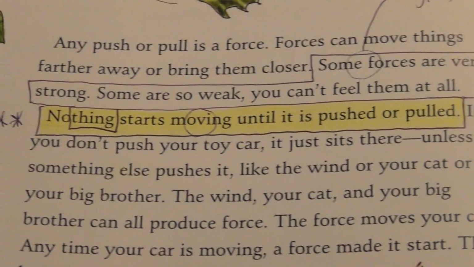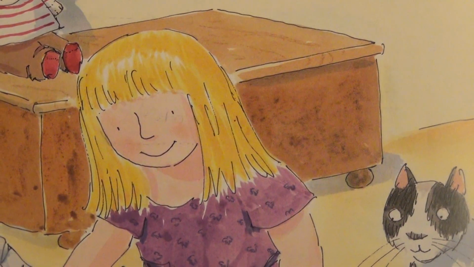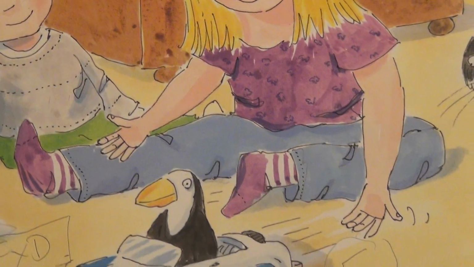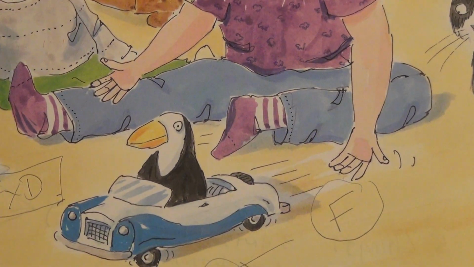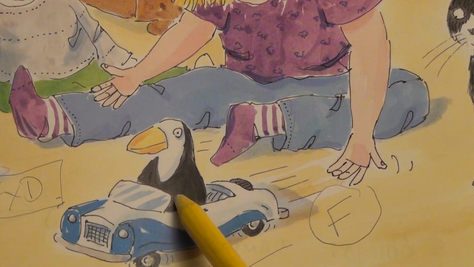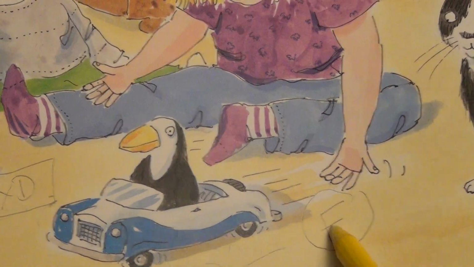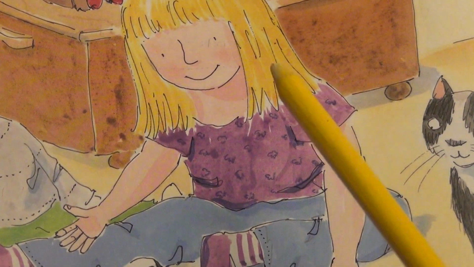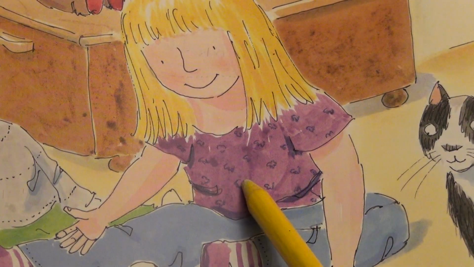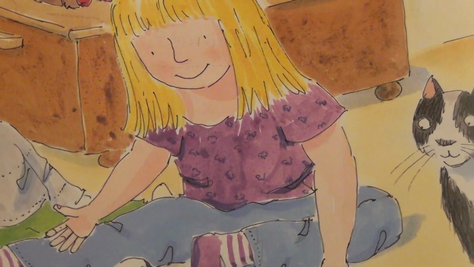So what this means is that just as the car with the bird in it can't move until it is pushed or pulled, so too does a little child not move until it is pushed or pulled. This is what is called the law of inertia.